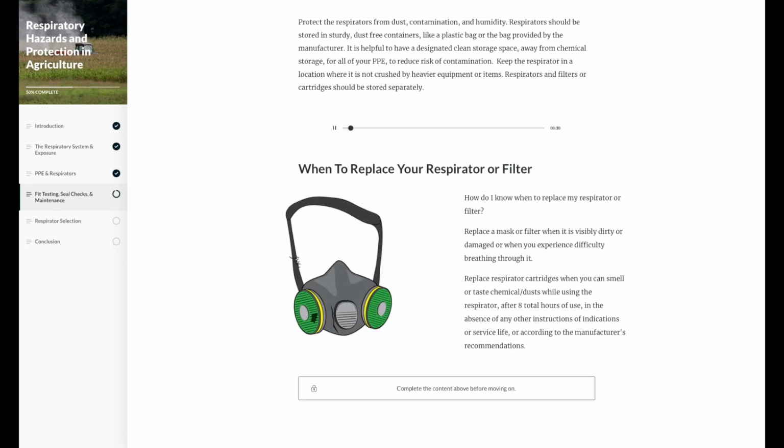How do I know when to replace my respirator or filter? Replace a mask or filter when it is visibly dirty or damaged, or when you experience difficulty breathing through it. Replace respirator cartridges when you can smell or taste chemicals or dusts while using the respirator, after 8 total hours of use in the absence of any other instructions or indications of service life, or according to the manufacturer's recommendations.